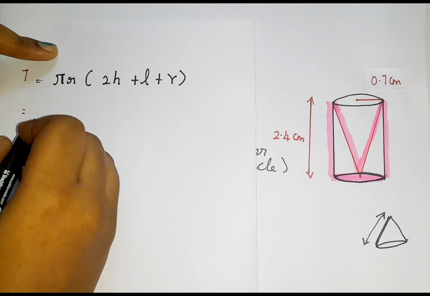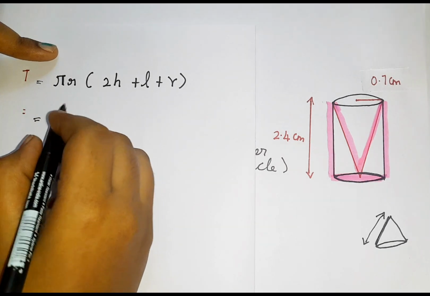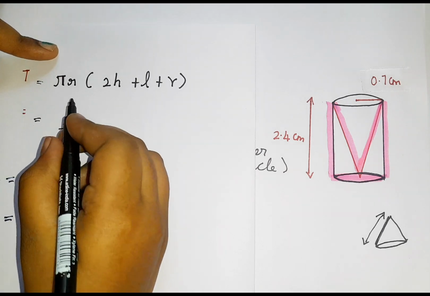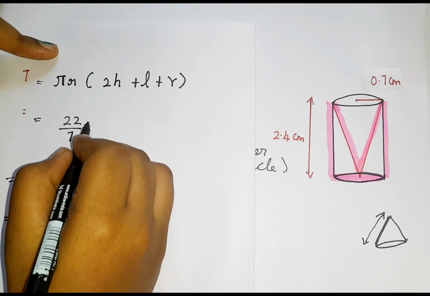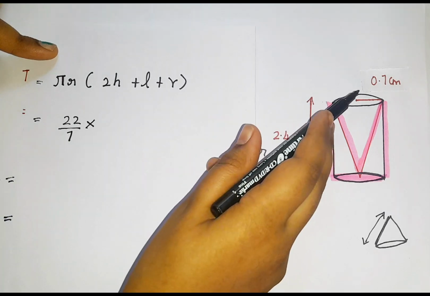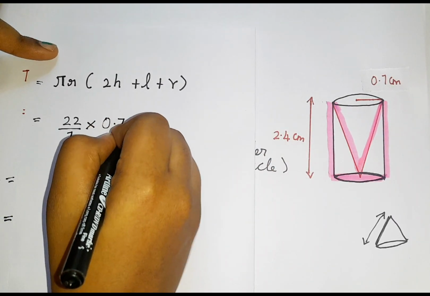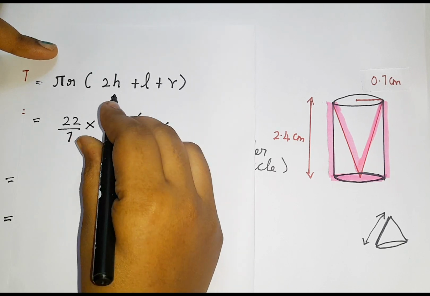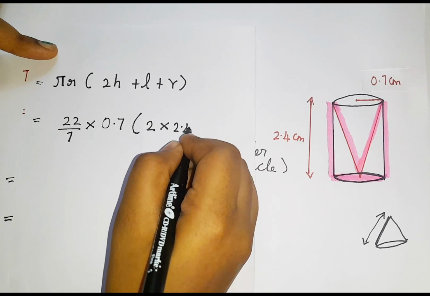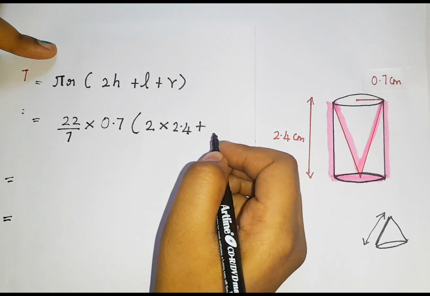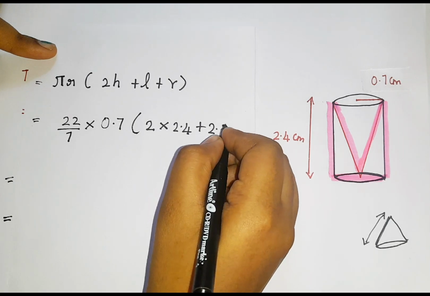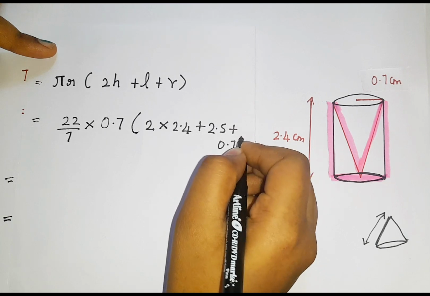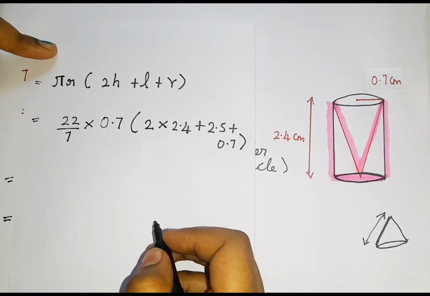So here what is the pi value? We can actually substitute them. Pi value is 22/7, and then here pi into r, right? So 22/7 into r. What is radius? 0.7. So 0.7 and bracket. You can write 2 as it is into h. What is h? 2.4. And then plus what is l? We got l as 2.5, and then plus r is radius, that is 0.7. You can actually see it, right?